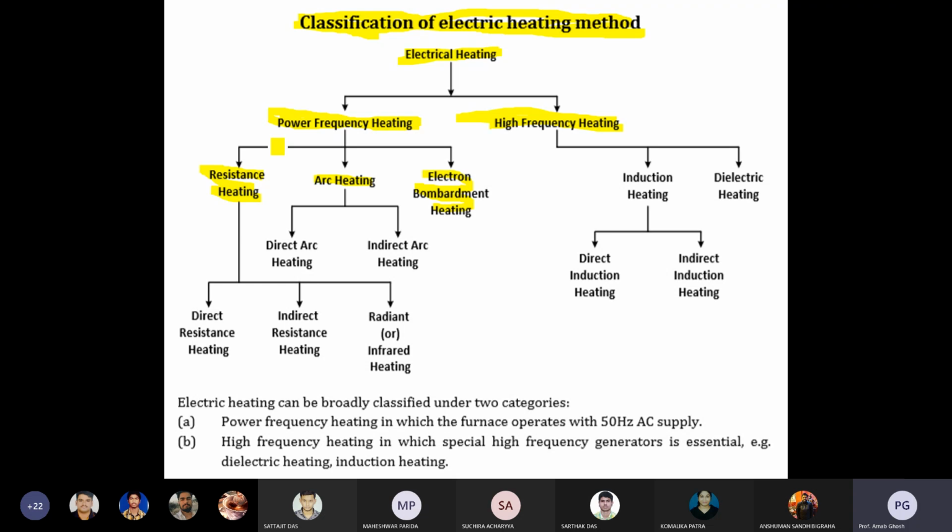So that is your high frequency heating, more than 20, sometimes more than 20 kilohertz. But normally beyond 5 kilohertz, it is also called high frequency applications. So what are the different types? Induction heating, dielectric heating.